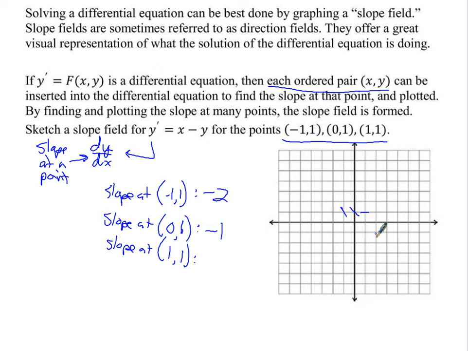Now we could go through and find all of the slopes for all of the ordered pairs all the way through this entire thing right here. But thankfully, these 3 points right here were all this problem was asking for. So we're done.